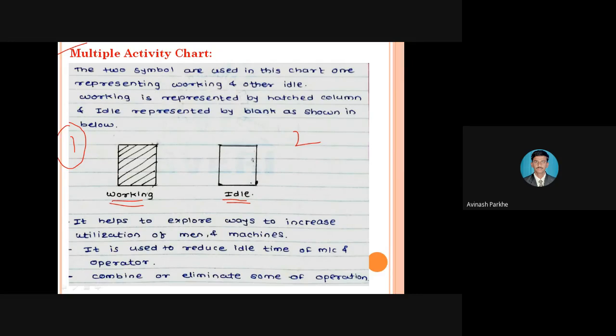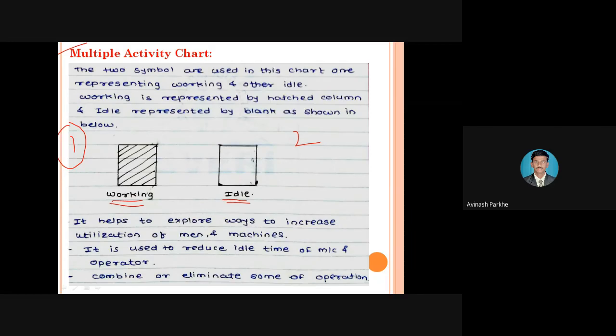Therefore, whenever the machines are working, whenever the operators are working, or whenever the operator is idle or the machine is idle, all those idle and working conditions are represented by using this multiple activity chart. Also, this chart is useful to determine the number of machines handled by the worker.